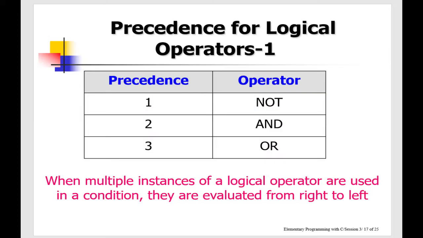Let's see what happens for the logical operators. The NOT operator has the highest precedence, followed by the AND, and finally the OR. And when you have multiple instances of the same operator, their associativity is from right moving to the left. Let's look at an example to help us understand this.